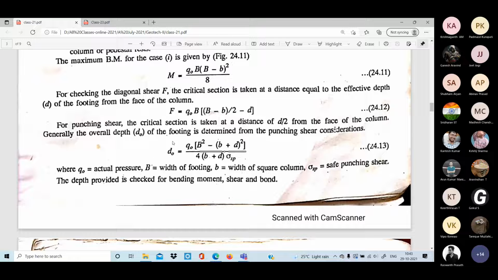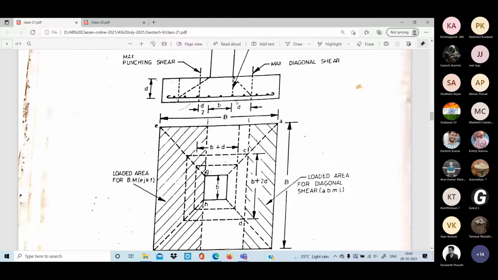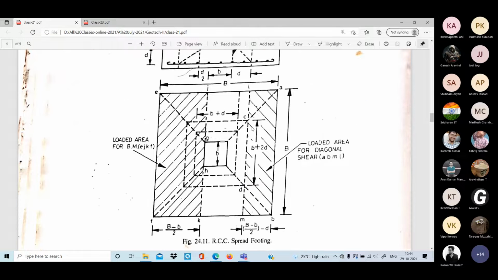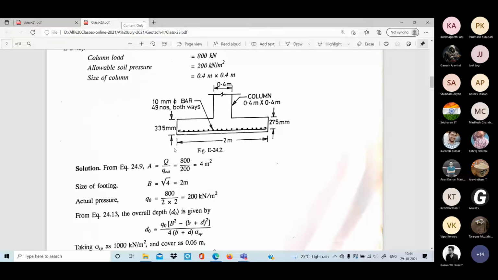The overall depth of the footing is determined, so the overall depth d naught can also be determined. So this is our spread footing. Already we have seen it, with b and d being the depth and effective depth. At a distance of d, the maximum diagonal shear will happen. Here there would be maximum bending moment at the face of this column. So if the column load and column width are given, we can design a foundation also.